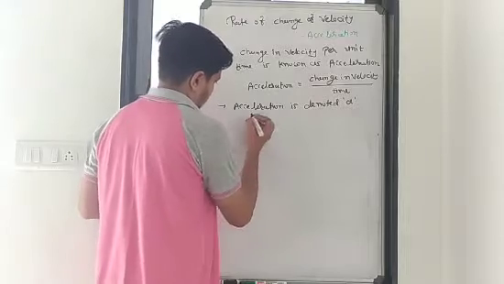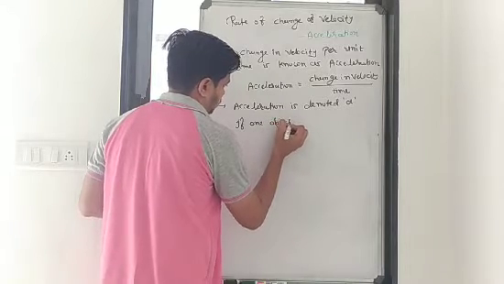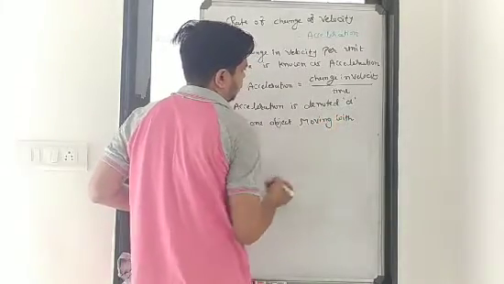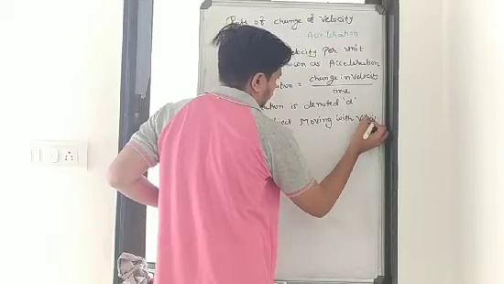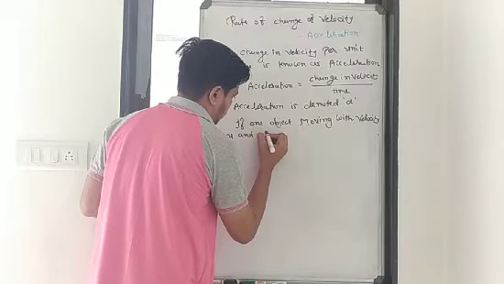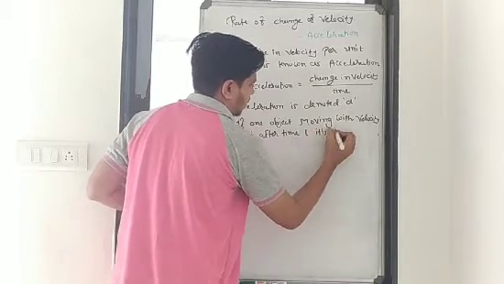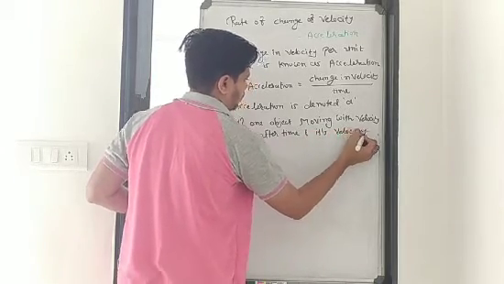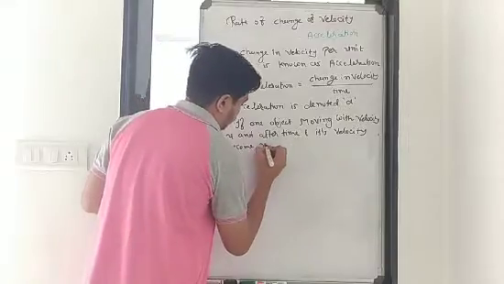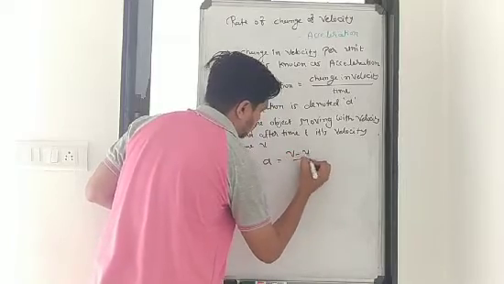If we think that one object is moving with velocity u and after time t its velocity becomes v, then what is the acceleration? The acceleration is equal to v minus u by t.